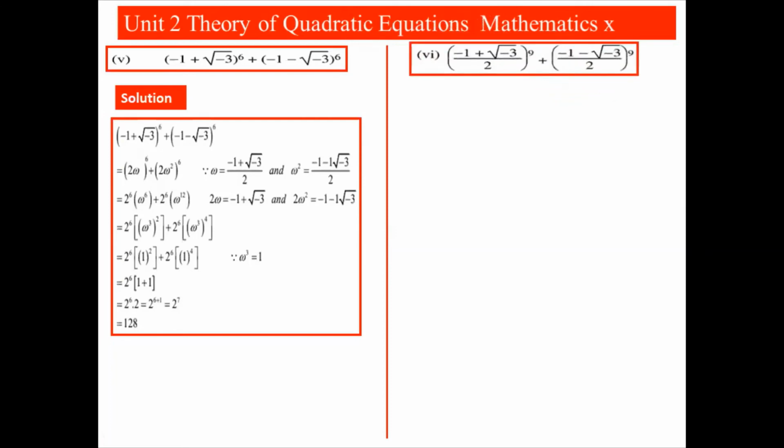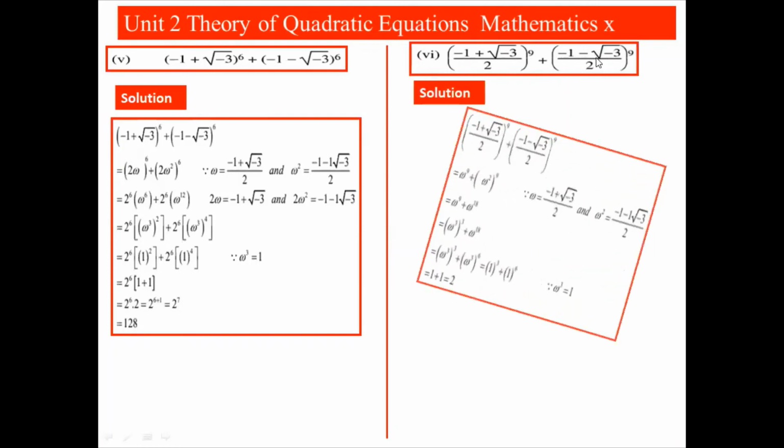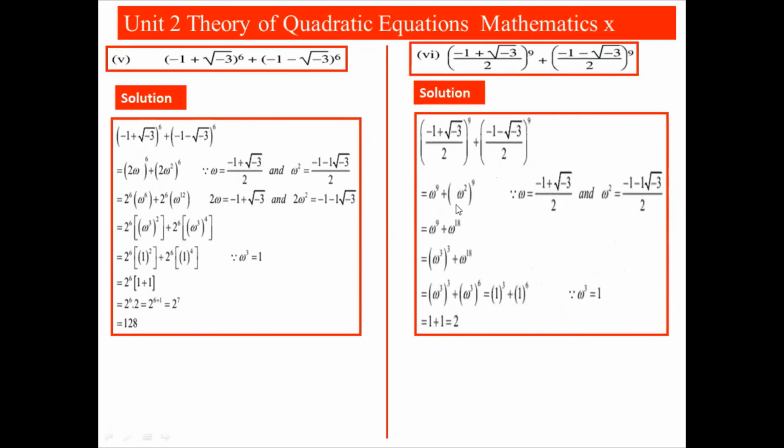Part 6. Again you can see that we can write this as omega and this as omega square. So this is omega raised to power 9 and this is omega square raised to power 9.